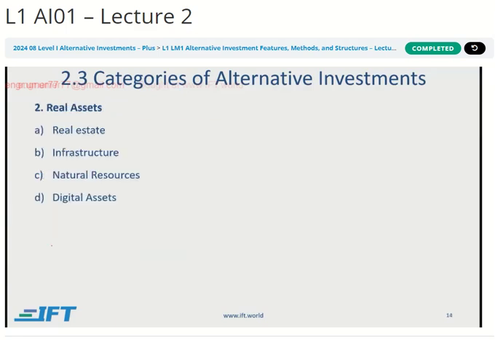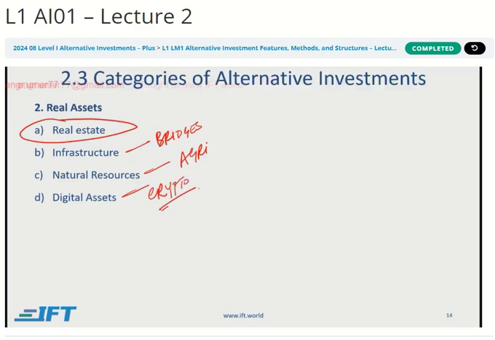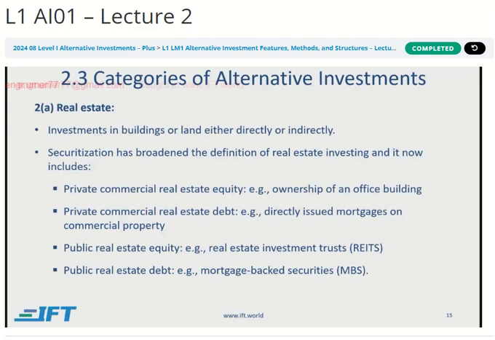Now, moving on to the second category, which is real assets. with the first one being real estate, then moving on to infrastructure like bridges, roads, highways, etc., natural resources like agricultural land, commodities, and then of course you have your digital assets such as crypto and so on. Let's get into it. So real estate, of course, buildings, land, either directly buying it yourself or going through a fund such as a real estate investment trust.